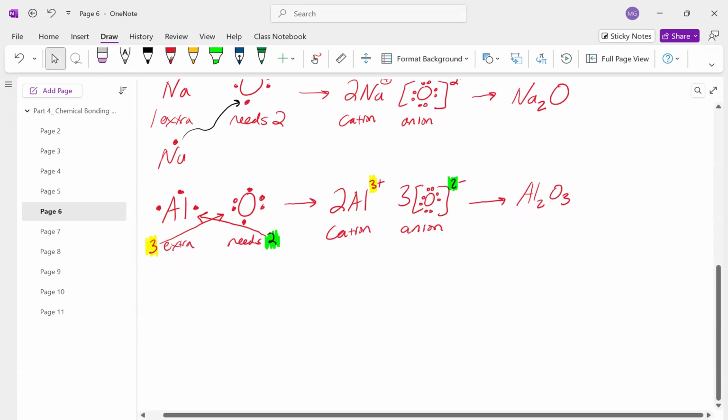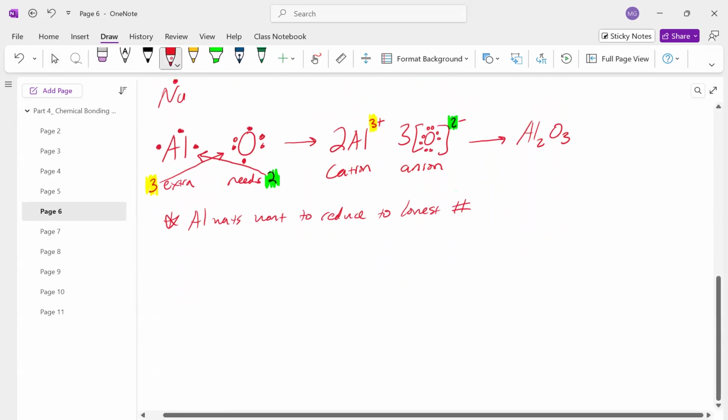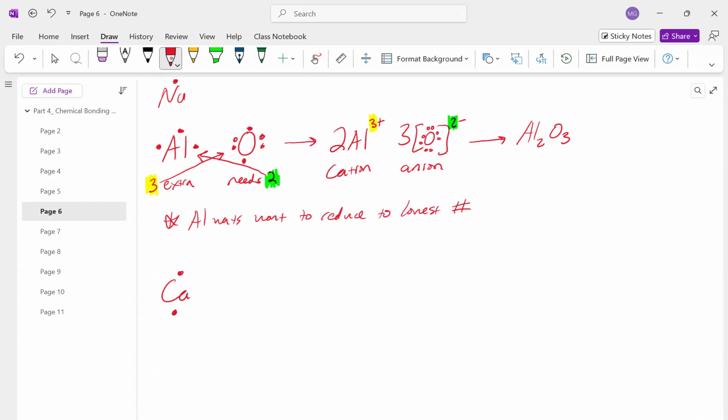Now, there is one catch to this kind of shortcut method. You always want to reduce to the lowest numbers, kind of like fractions. Now, what do I mean by that? Let's take a look at calcium. Calcium's got two valence electrons. And again, oxygen's got six. Calcium has two, oxygen needs two.